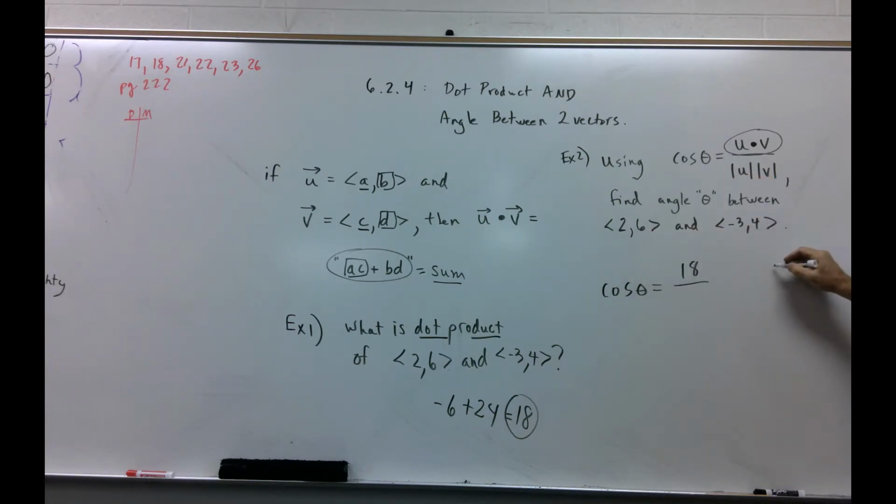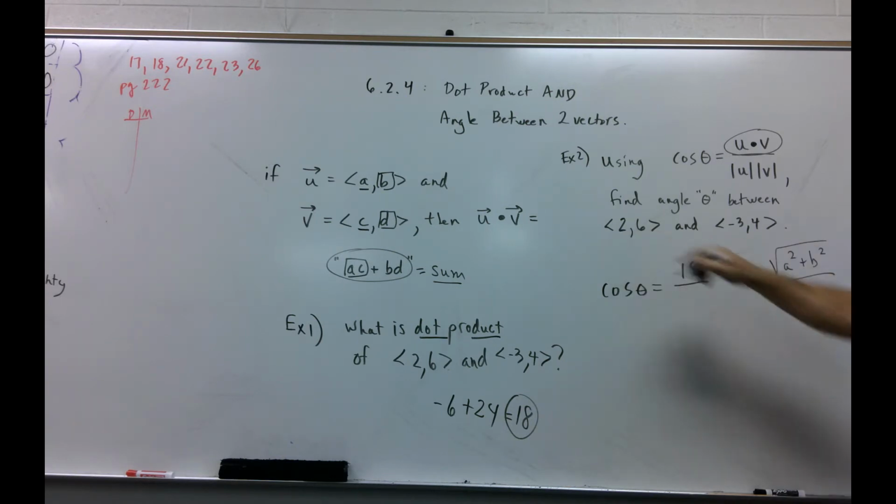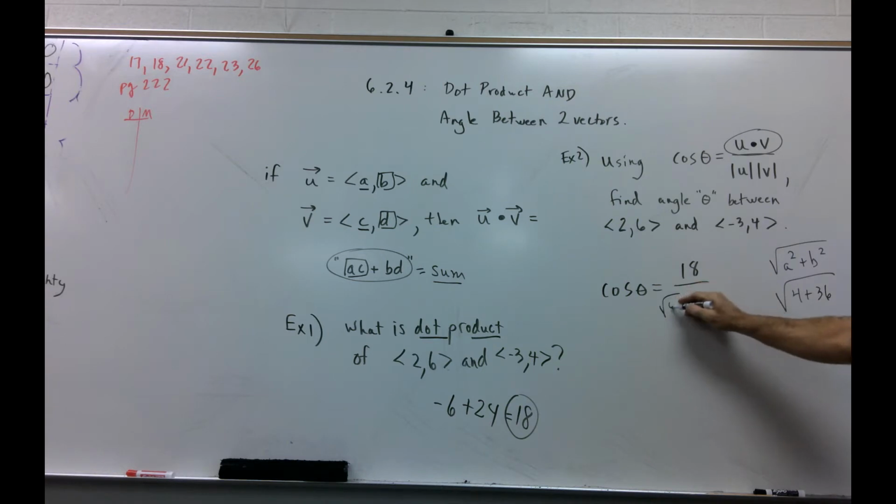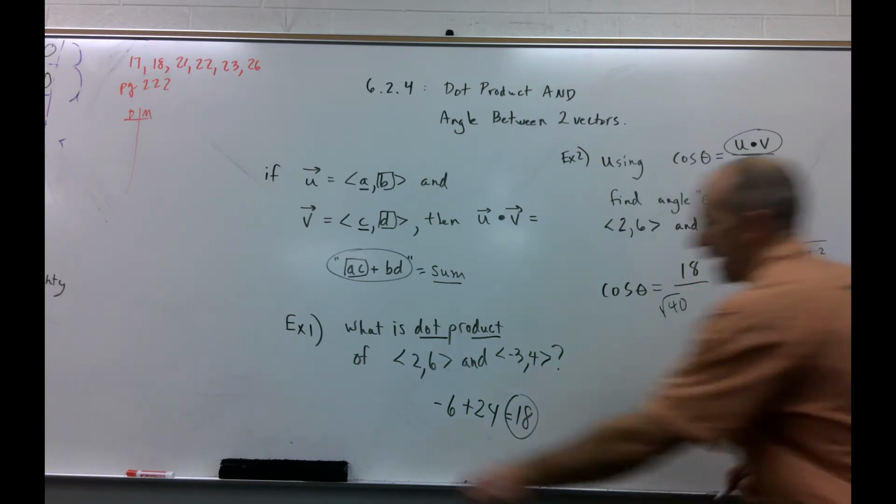And if you remember how to find that, it's the square root of a squared plus b squared. So you just take that, square it, take that, square it. So we get the square root of 40. We could break that down, but we're not going to.